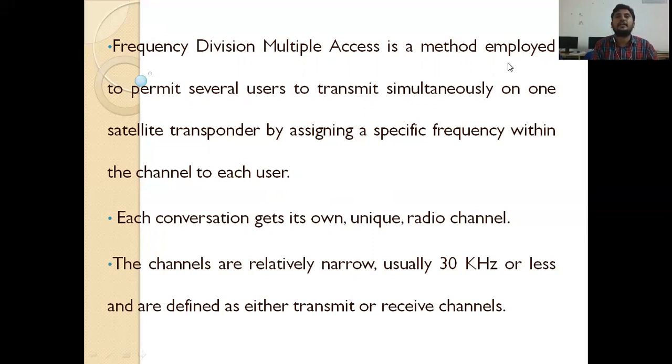So on a satellite transponder, a specific frequency within the channel is assigned to each user. So the frequency is subdivided into n number of channels, and each channel is used by one user. So n number of users transmit the data simultaneously on the satellite transponder by assigning a specific frequency within the channel to each user.